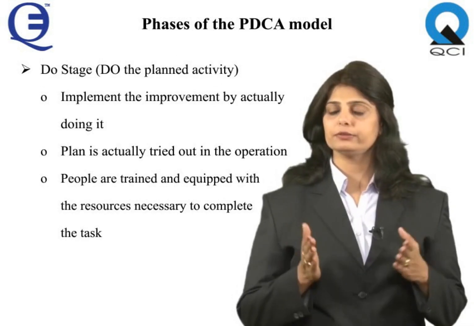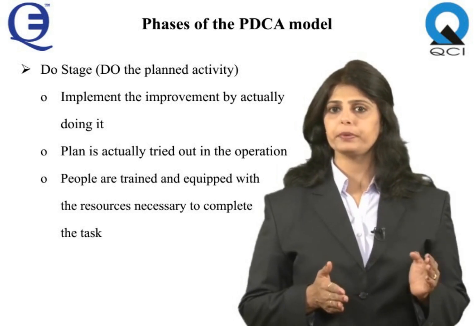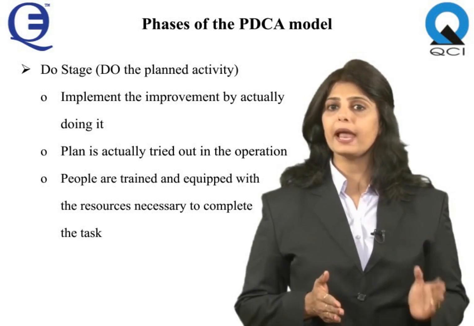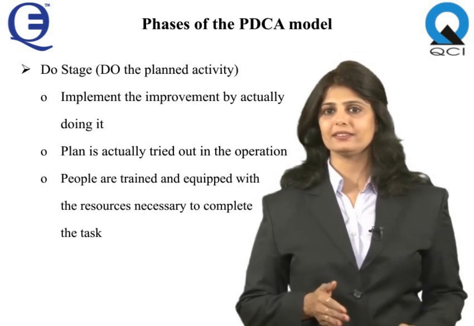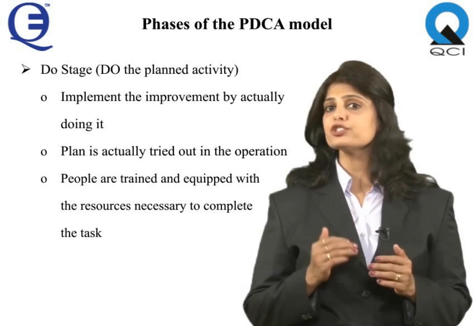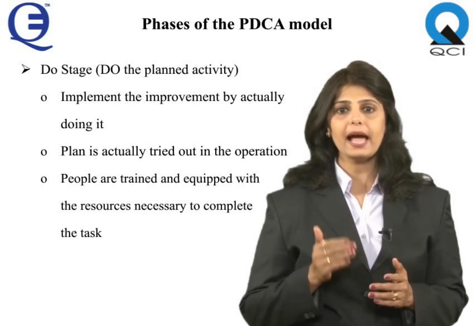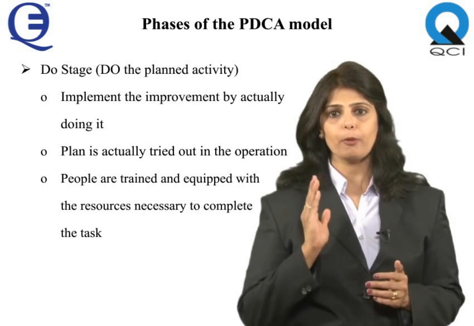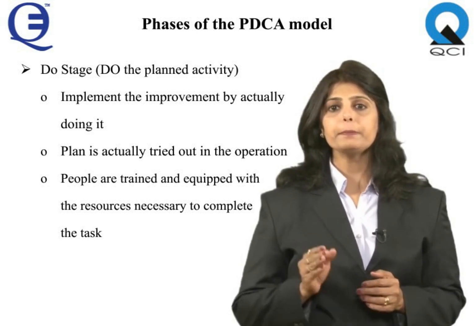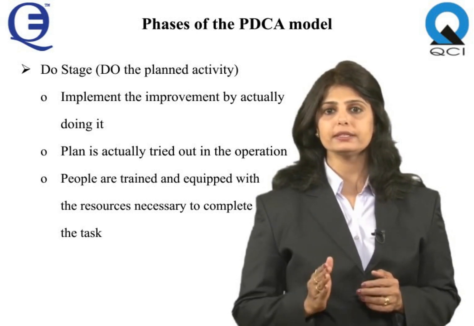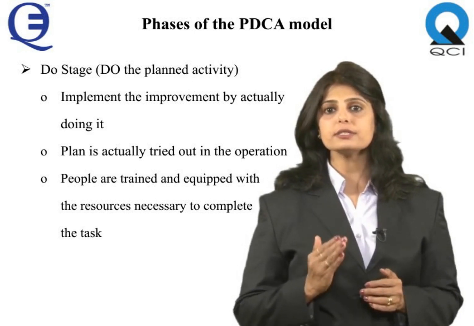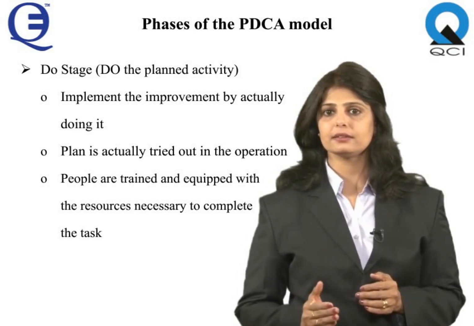Do the planned activity. Implement the improvement or problem-solving plan by actually doing it. This is the implementation stage during which the plan is actually tried out in the operation. The people responsible need to be trained and equipped with the resources necessary to complete the task.